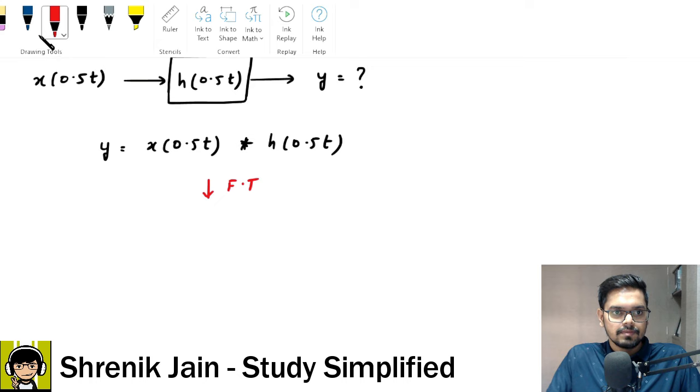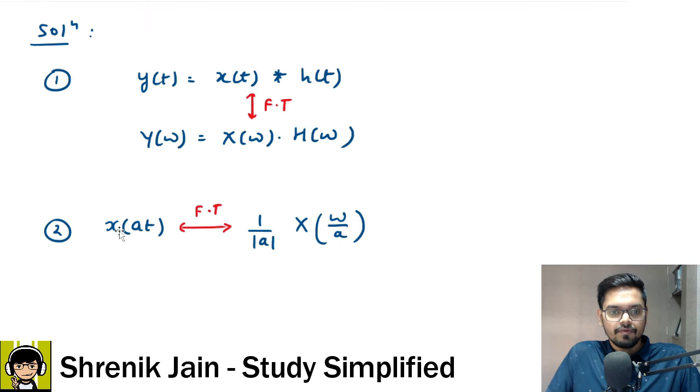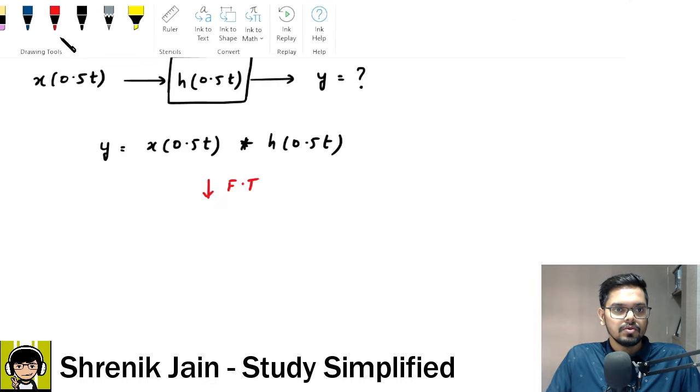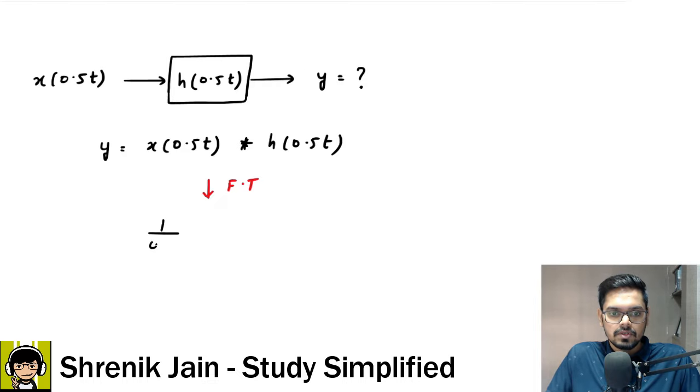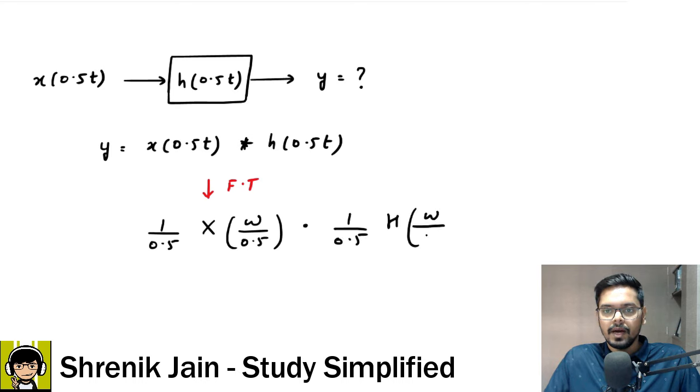Okay, now if I take Fourier transform of this expression, see, this is the form of x of a t. So whenever you have x of a t, the Fourier transform of that is 1 upon mod a, X of omega by a. So use that concept: 1 upon a, which is 0.5, and then capital X of omega by a, which is 0.5, right? Convolution changes to multiplication. For this, similar concept, 1 upon a, and then H of omega by a.